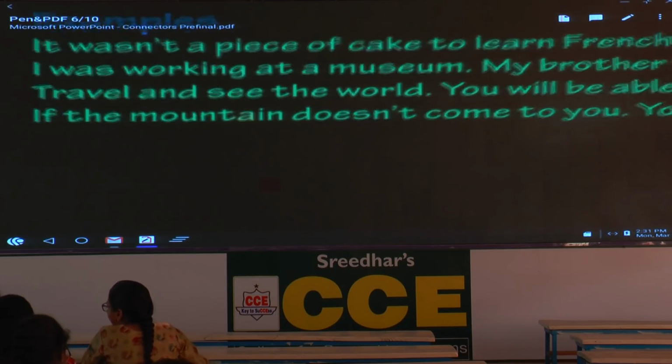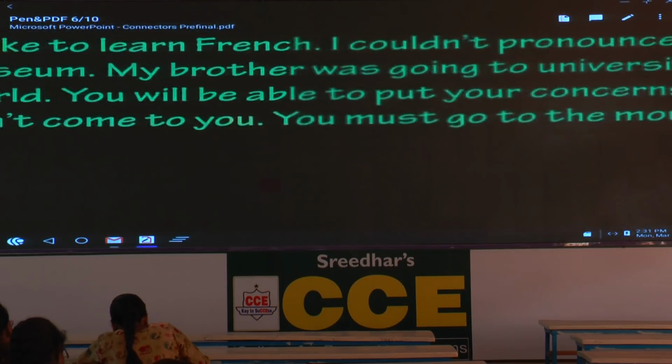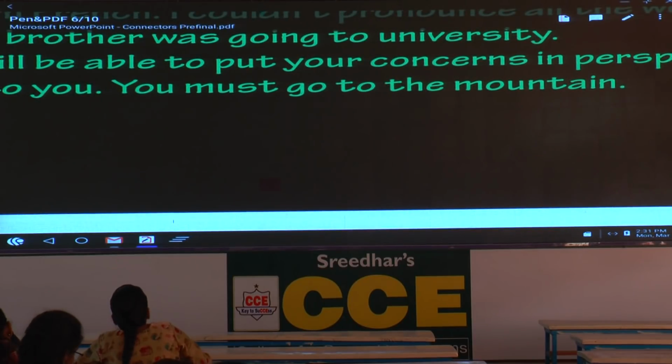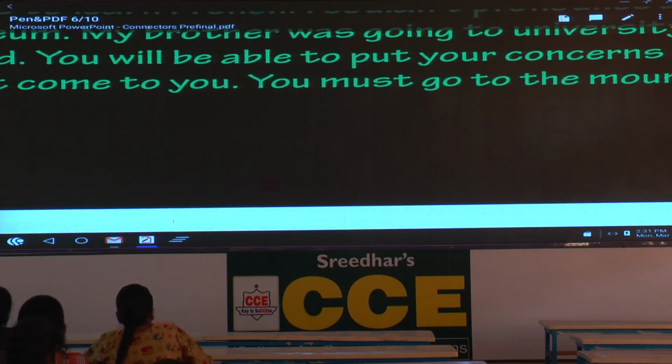The next one. If the mountain doesn't come to you, what will you do? You must go to the mountain, obviously. If the mountain doesn't come to you, you must go to the mountain. So what is the appropriate word or connector? Then. Please write then. If the mountain doesn't come to you, then you must go to the mountain.